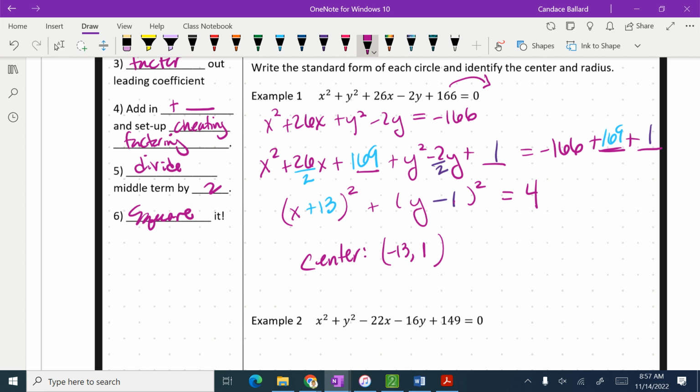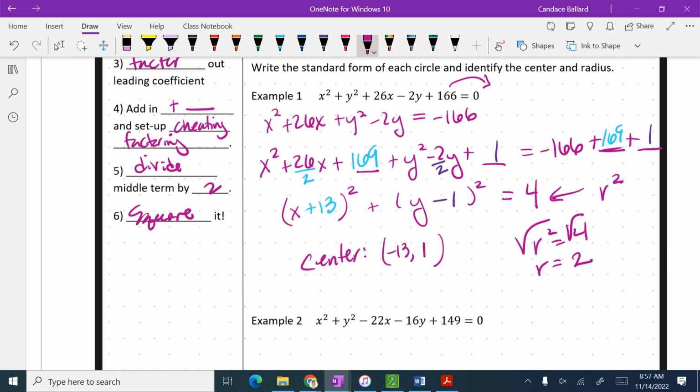Okay. All right. I know that this right here is my radius squared. So if radius squared is 4, what's the radius? 2. In this particular case, I don't do plus minus because it doesn't make sense to have a negative radius. I can't graph a negative radius. So we can only graph a positive radius, and you don't need to worry about plus minus on the radius.